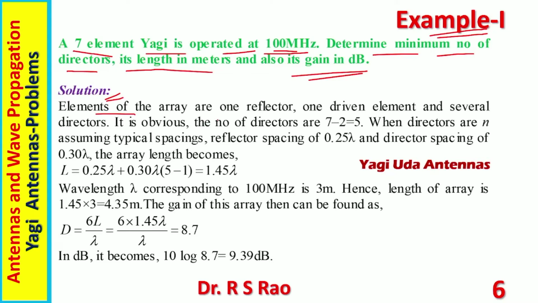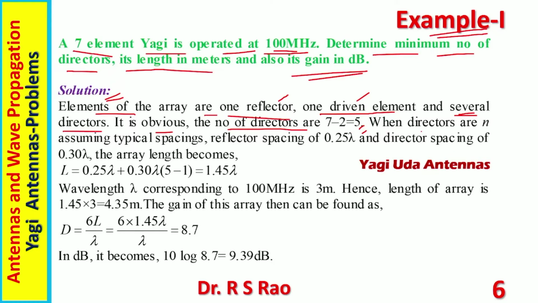Elements of the array are one reflector, one driven element, and several directors. Usually we don't use more than one reflector. We don't go for more than one driven element. So reflector is one, driven element is one, but directors are more than one. It is obvious number of directors are 5 because number of elements is given as 7.